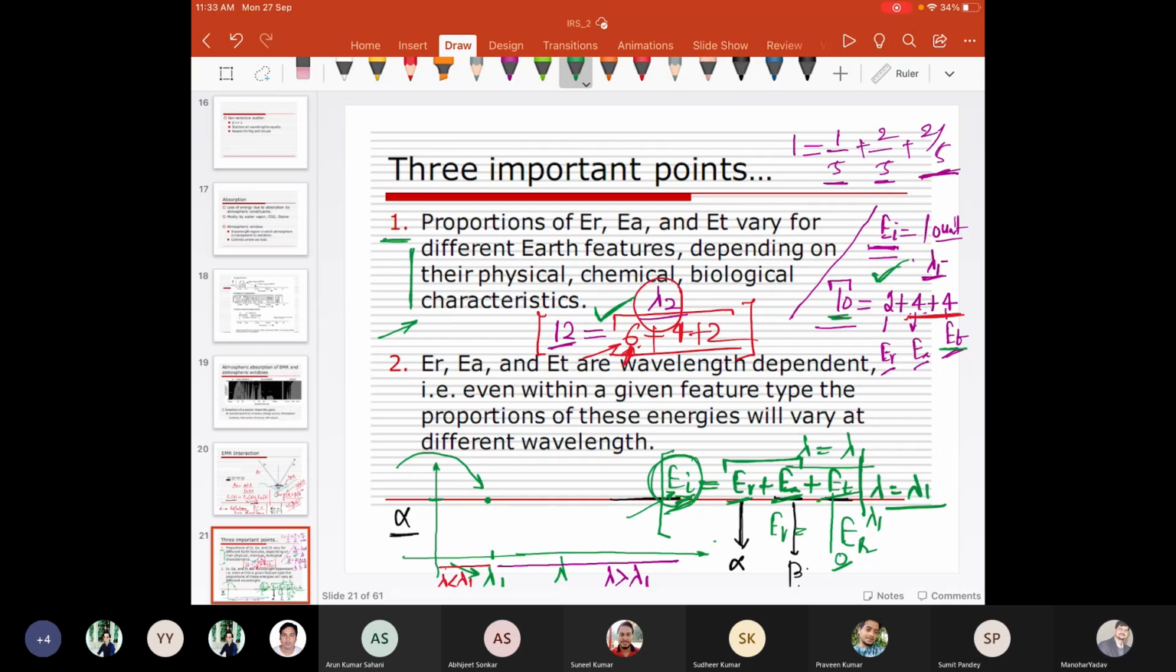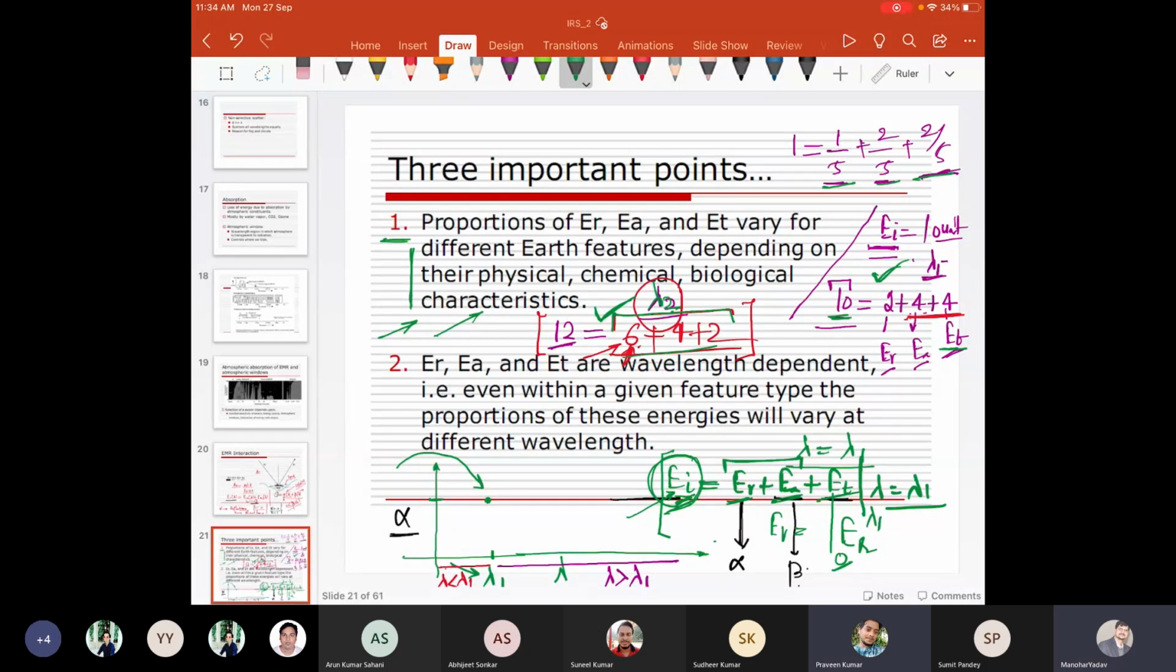But at a different wavelength, it is divided in a different proportion. Why is it so? Due to the internal composition and chemical and biological properties, if the wavelength changes, the material's property to divide energy into three different forms changes.